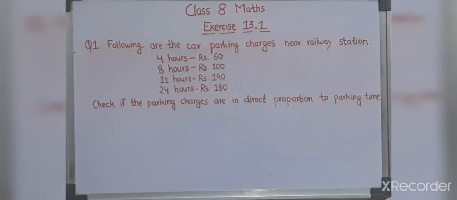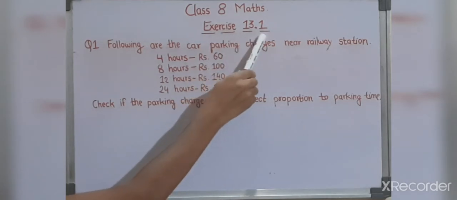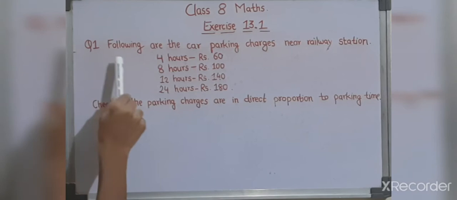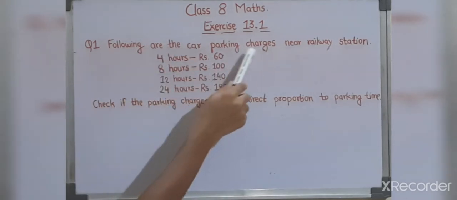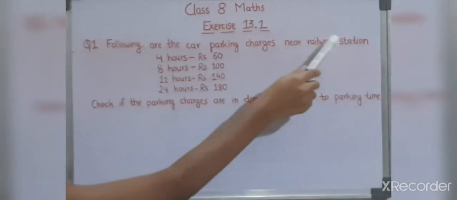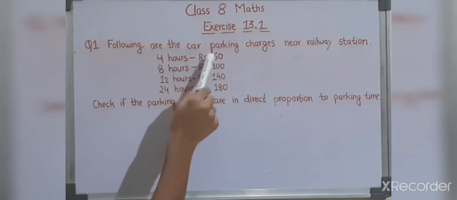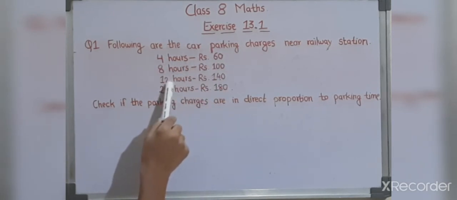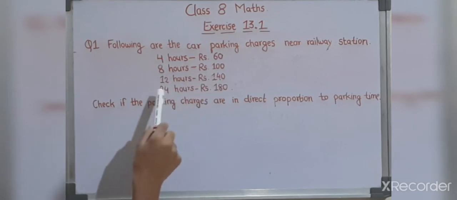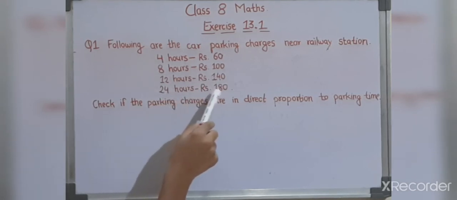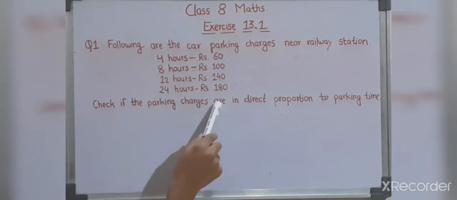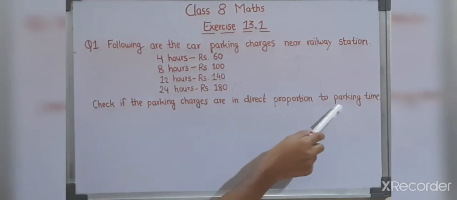In today's video, we will see some of the questions of the exercise 13.1 of class 8 mathematics. Question number 1. Following are the car parking charges near railway station. 4 hours is rupees 60, for 8 hours rupees 100, for 12 hours rupees 140, for 24 hours rupees 180. Check if the parking charges are in direct proportion to parking time.